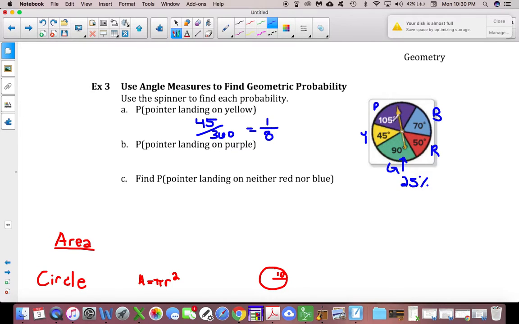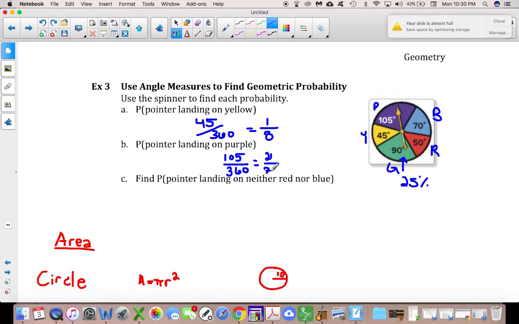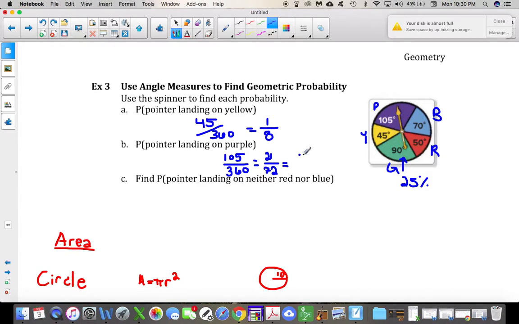Okay, pointer landing on purple. Purple is 105. And again, that's degrees, okay, not percent. So 105 over 360, and oh boy. If I divide by 5, that's 21 over 72. Is that right? 21 over 72. Yes, but that can reduce even further if I divide by 3. That's 7 over 24. There we go. That's better. 7 over 24. Those are my chances.